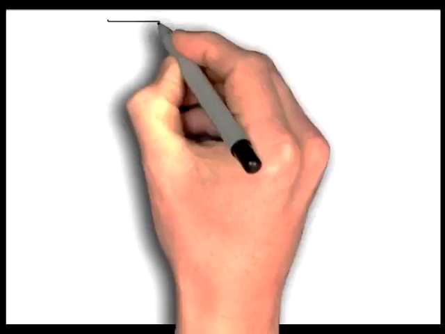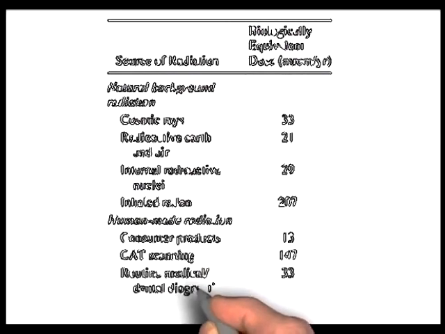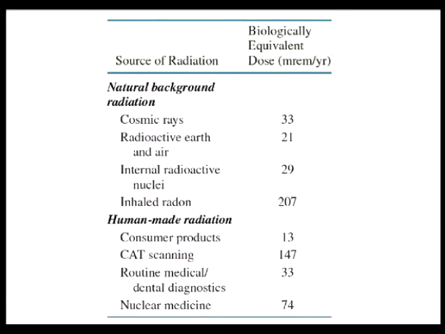Everyone is continually exposed to background radiation from natural sources, such as cosmic rays, which are high-energy particles that come from outside the solar system, radioactive materials in the environment, and radioactive nuclei within our own bodies, primarily carbon-14, potassium-40, and radon. Here we list the average biologically equivalent doses received from these sources by a citizen in the United States. According to this table, radon is a major contributor to the natural background radiation. Radon is an odorless radioactive gas and poses a health hazard because, when inhaled, it can damage the lungs and cause cancer.